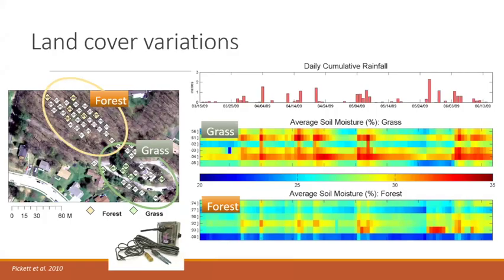I'm gonna skip this. So we also talked about land cover variations. Here again, we have the Cobb Hill that I mentioned. We, many years ago, had a wireless sensor network operating here for over a year. So these are the individual networks. And what I'm showing here is 3 months of data, the two major land cover types of forest and grass.